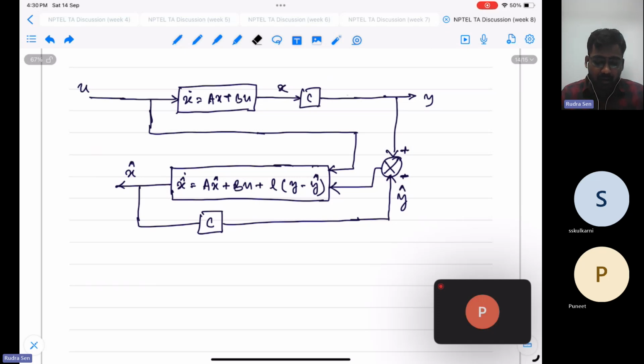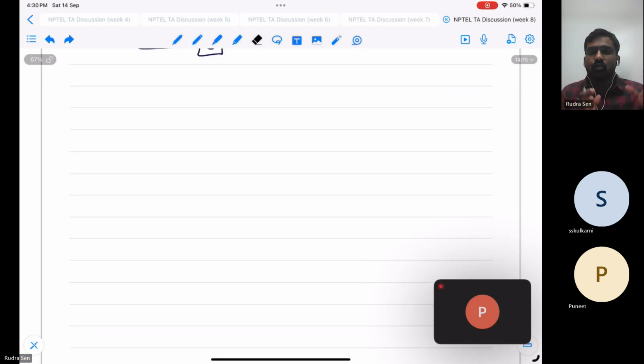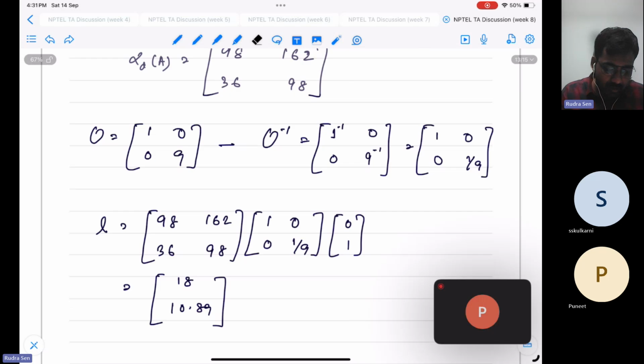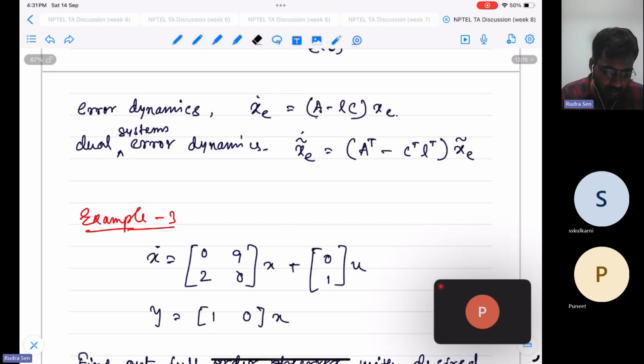Therefore, my observer poles should be far in the left half of the complex plane, and the controller poles should be nearer to the imaginary axis. Both should be in the left half of the complex plane, but the observer poles should be further left than the controller poles. That means the observer should estimate the state as quickly as possible.